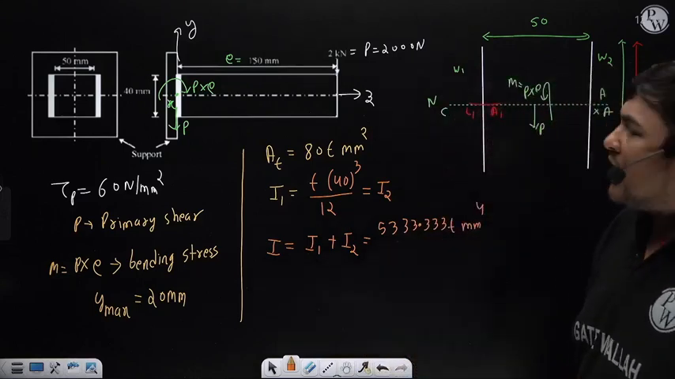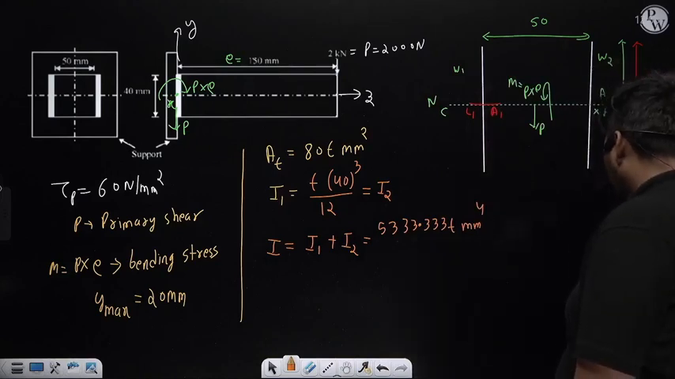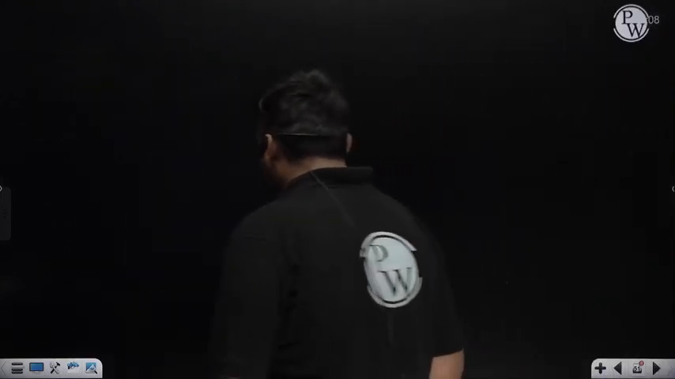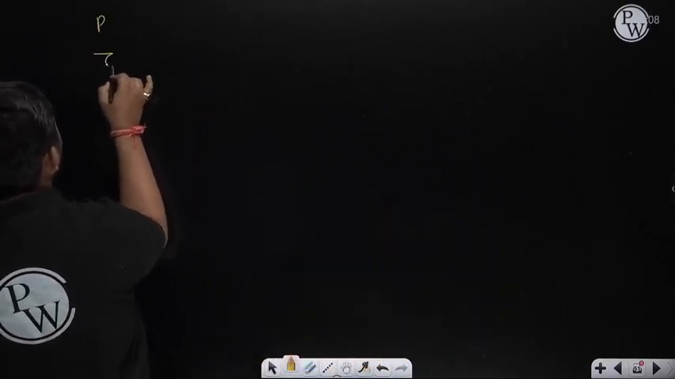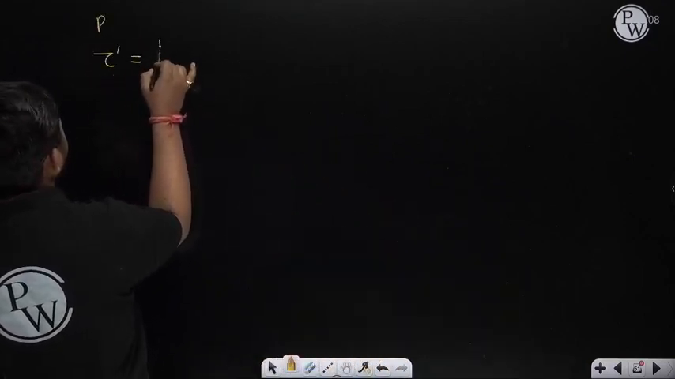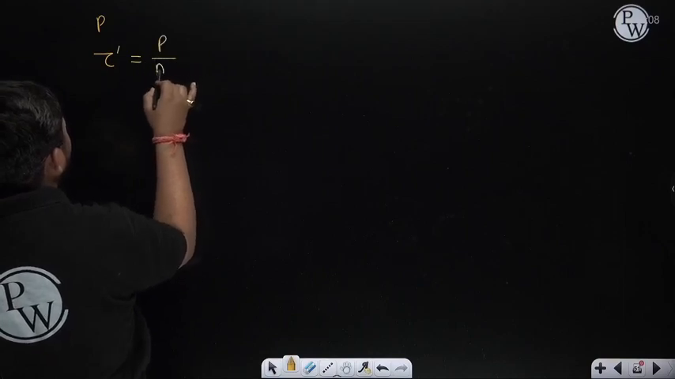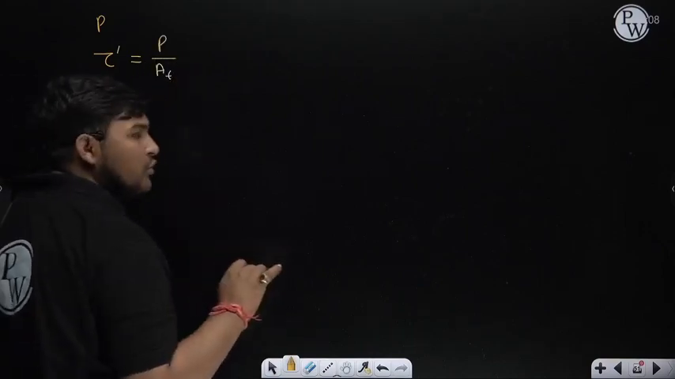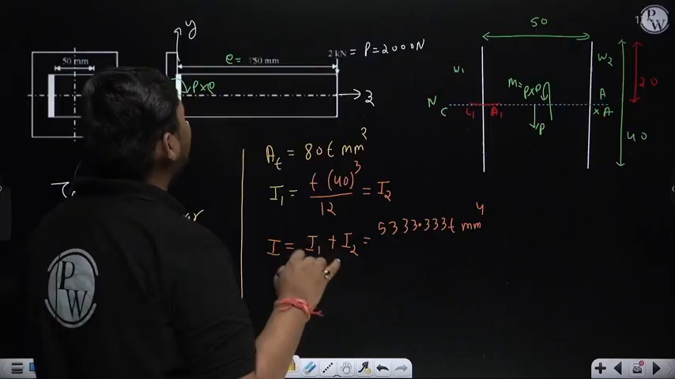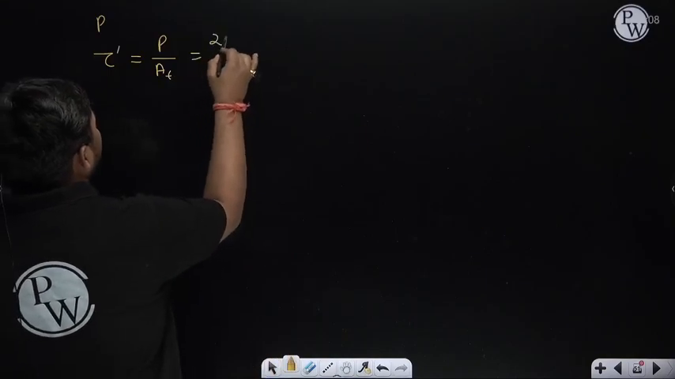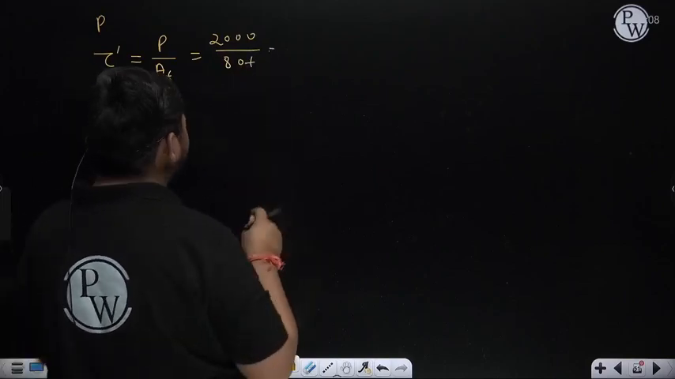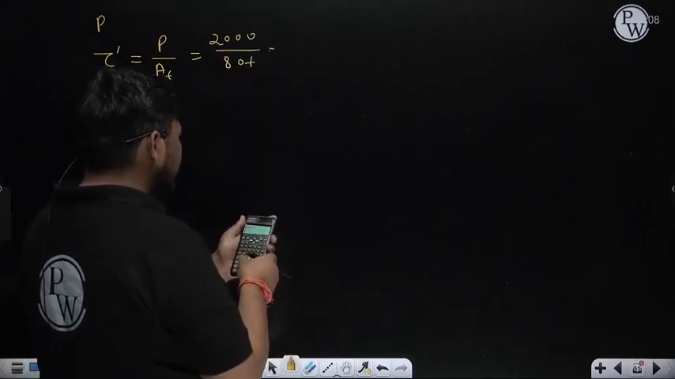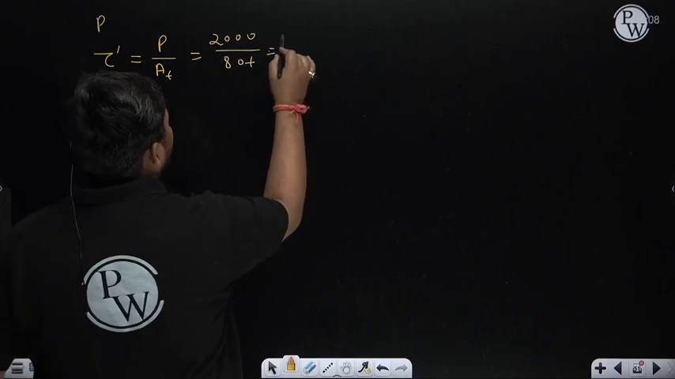Now we will calculate the primary shear stress and bending stress at the critical point. The primary shear stress is the stress coming due to force P, and I am denoting it as tau dash. It will be the same at each point, which means it will also be the same at the critical point. Its formula is force divided by total throat area. Force P is 2000 Newton and the total throat area is 80 T. So the primary shear stress at the critical point is 2000 divided by 80 T, which is 25 upon T.